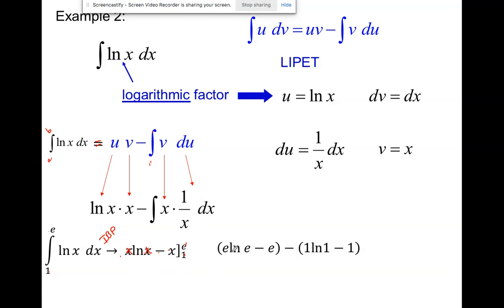ln of e is 1. So this is just e minus e, which is, of course, 0, minus ln of 1 is 0. 0 times I don't care is 0. 0 minus 1 is negative 1. So I end up with 1. If you don't believe me there, go to your calculator, put ln x in y1, math 9, the integral of ln x from 1 to e. You'll get 1, I swear.